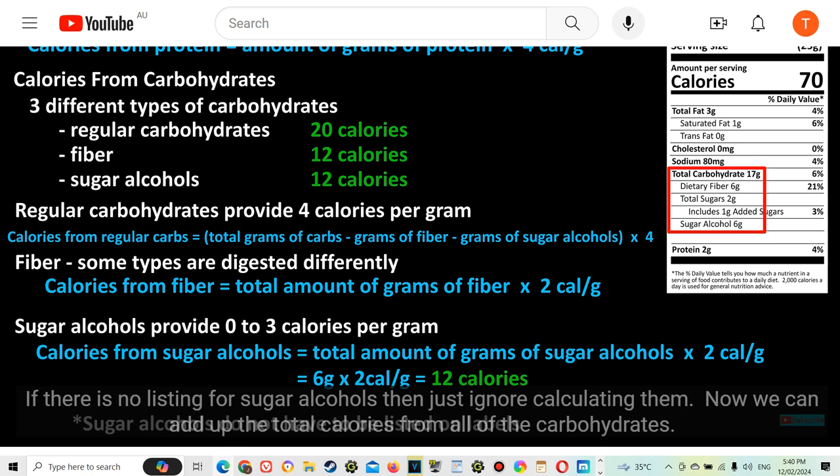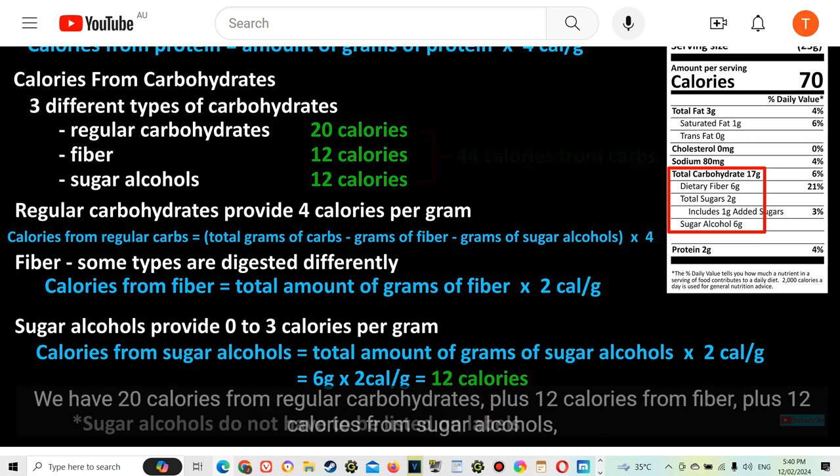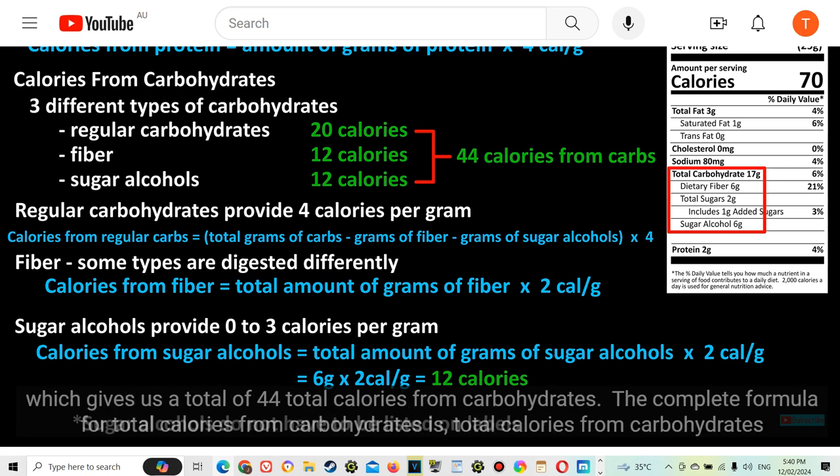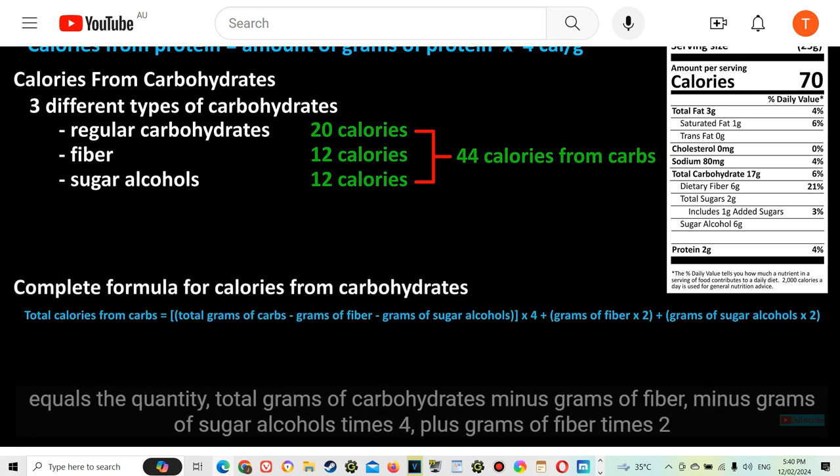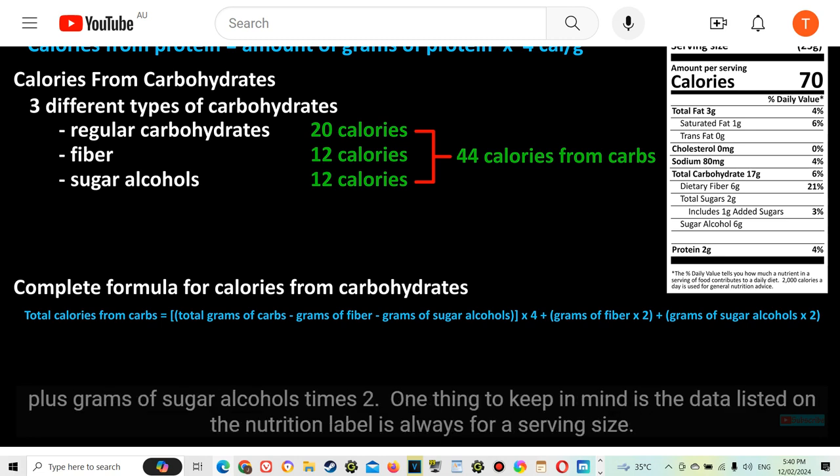Now we can add up the total calories from all the carbohydrates. We have 20 calories from regular carbohydrates, plus 12 calories from fiber, plus 12 calories from sugar alcohols, which gives us a total of 44 calories from carbohydrates. The complete formula for total calories from carbohydrates is total calories from carbohydrates equals the quantity total grams of carbohydrates, minus the grams of fiber, minus the grams of sugar alcohols, times 4, plus the grams of fiber times 2, plus the grams of sugar alcohols times 2.